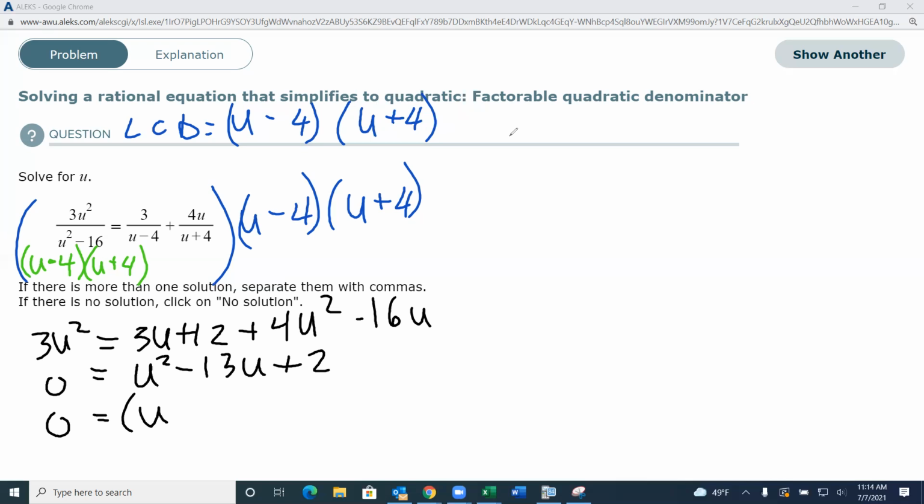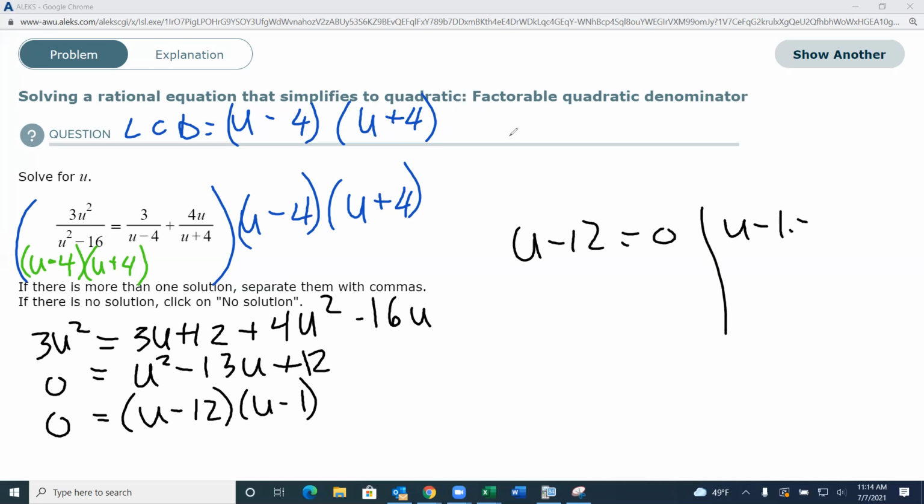Oh, wait a minute, that was a 12. Okay, I was going to say this doesn't factor. There, now it does. u minus 12, u minus 1. You can use the AC method or whatever. Set each factor equal to 0. And we get 12 and 1 for our answers.